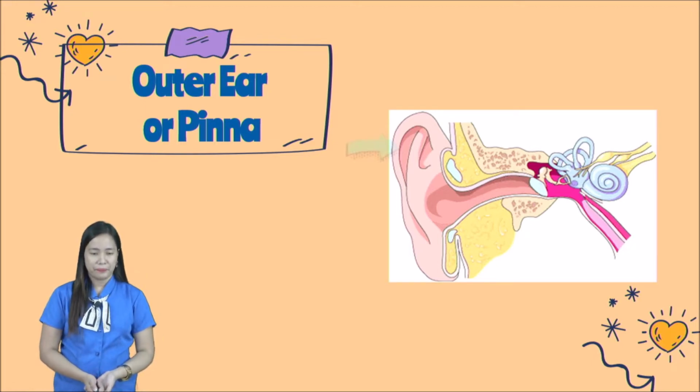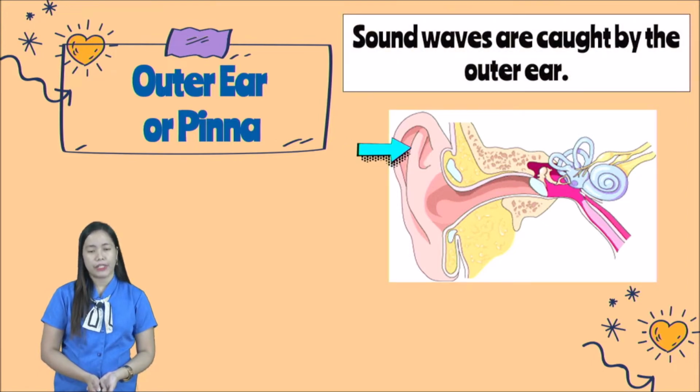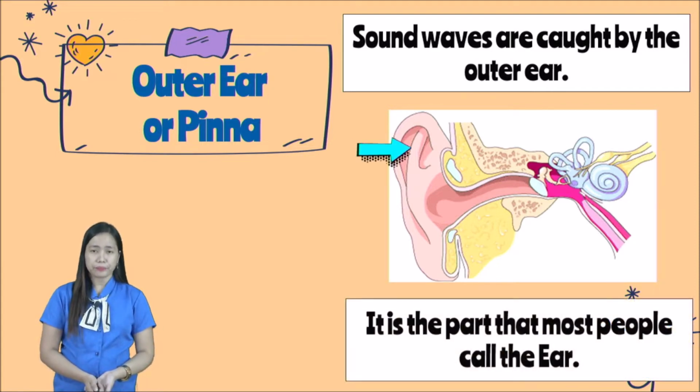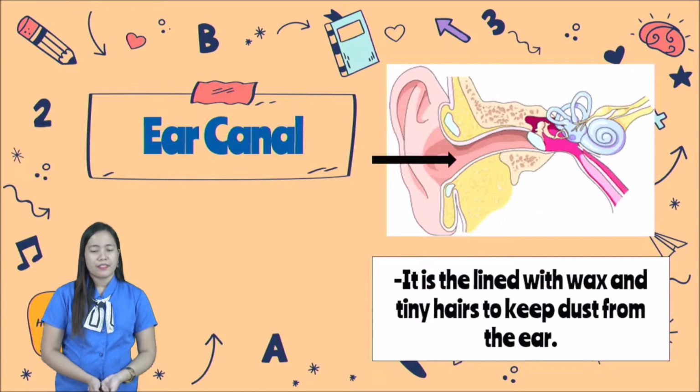Next, sound waves are caught by the outer ear. It is the part that most people call the ear, because this is the one that we can see. Next, we have the ear canal.